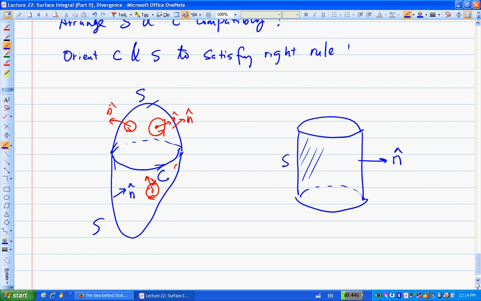How would you orient C, or what would be the direction of C for this surface? First of all, how many curves C bound this surface? The top and the bottom, so there are two. Here's C and here's C prime. The question is, what would be the direction of C, and what would be the direction of C prime? Try it out.